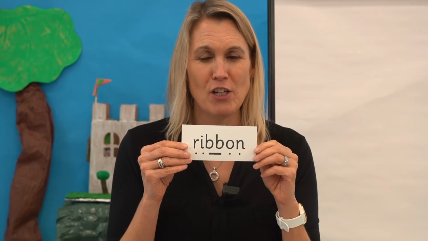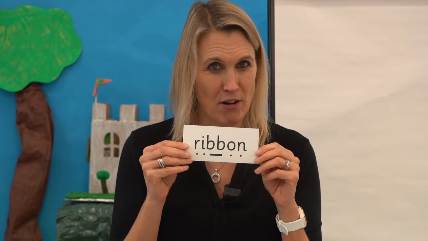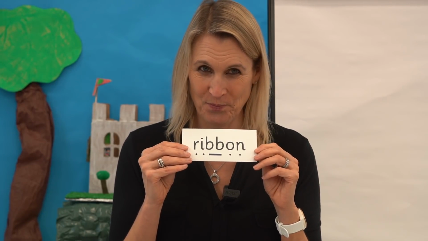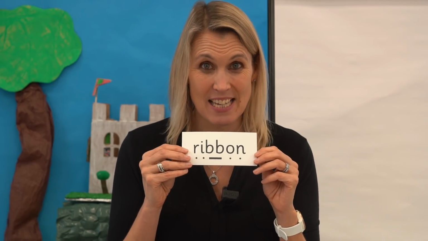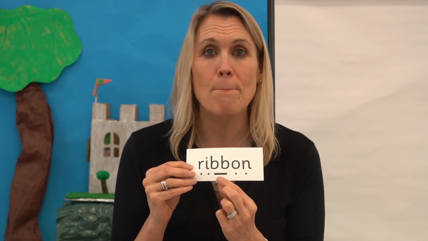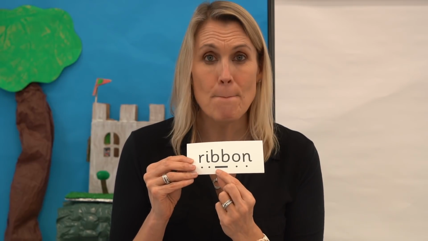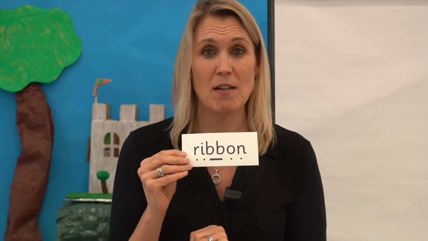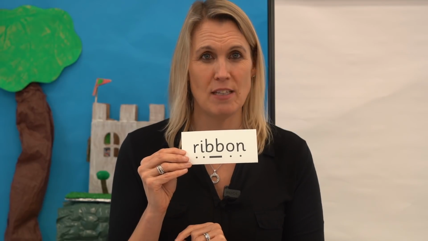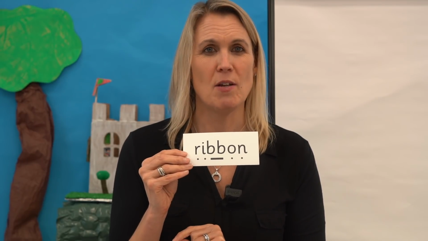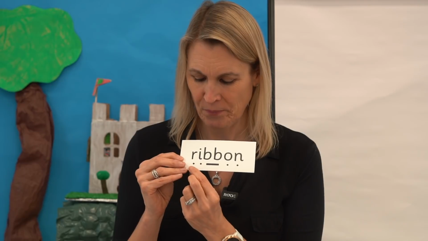Okay, good job. Let's try another one. Have a look. Can you spot the digraph? Yes, the digraph is b. It makes the b sound. Read each sound as I point, then blend and read the word. It's a longer word, so let's chunk it up.